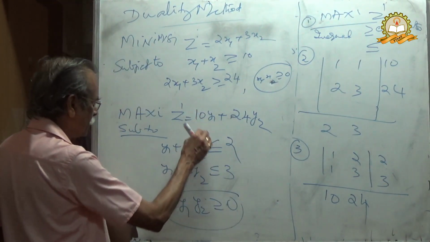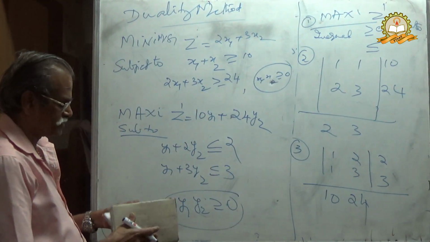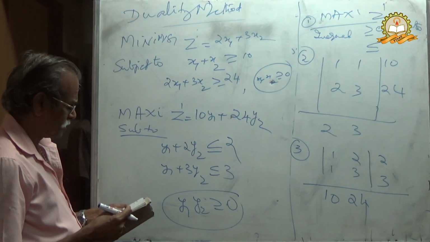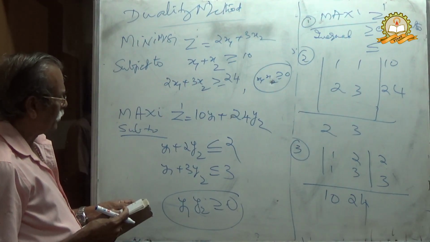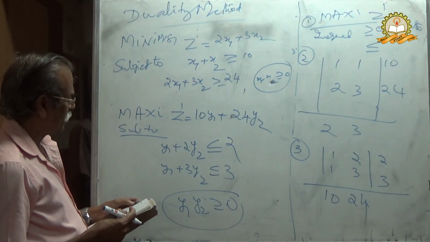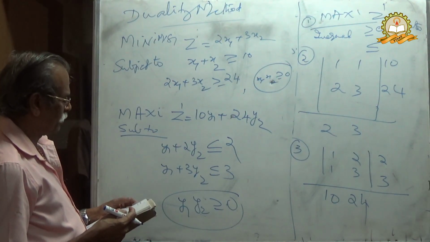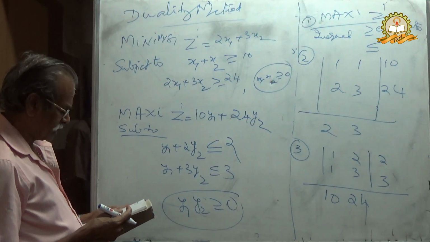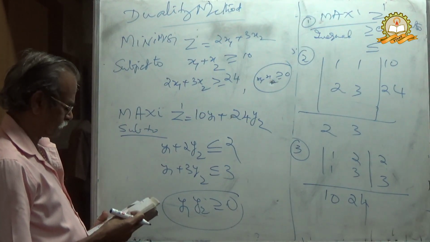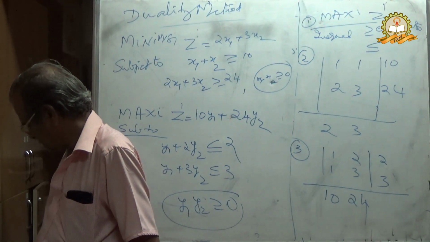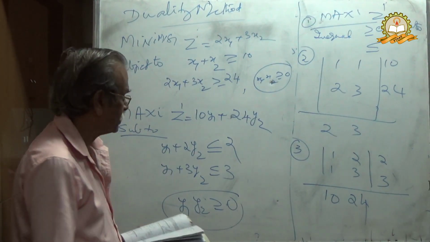You will have to write all 5 steps, 1, 2, 3, 4, to get the marks. 10y1 plus 24y2, y1 plus 2y2 less than or equal to 2, and the other one y1 plus 3y2 less than or equal to 3, and y1, y2 greater than or equal to 0.